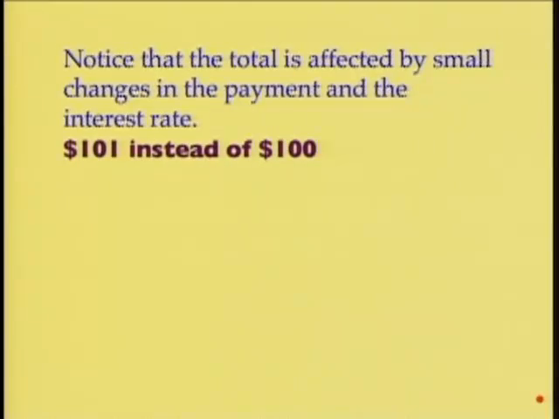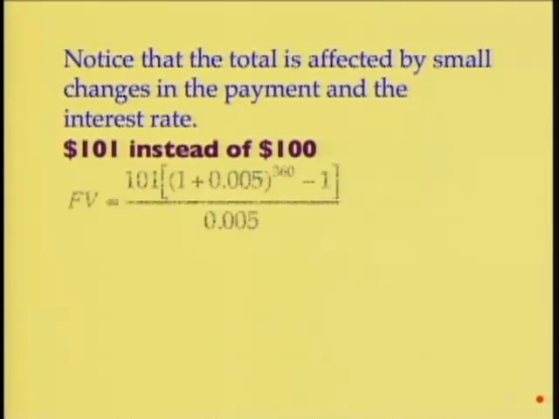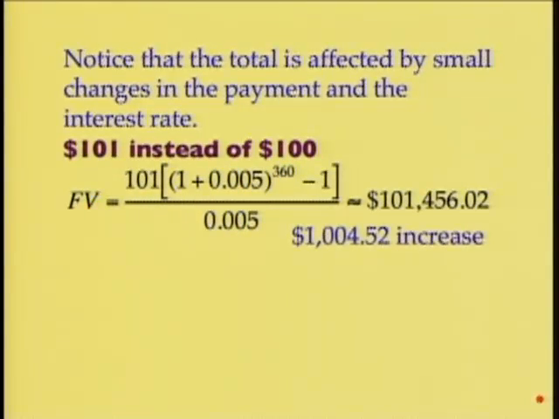The additional thing to point out about this is how it reacts to small changes. Now, let's say instead of $100, I put in $101. That means I'm going to contribute an additional $360. Okay? So how does that affect the calculation? Well, it raises it by a little over $1,000. So again, I put in an extra $360. I get out an additional $1,000.